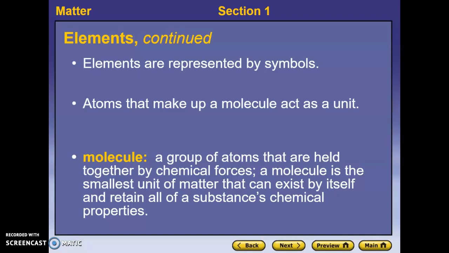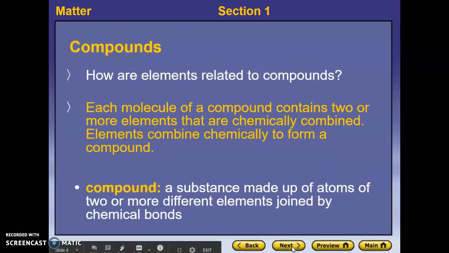When atoms combine, they can make up a molecule. That is a group of atoms, but they are held together by chemical bonds. Those molecules then can exist by themselves and have all of the properties of another substance that we call a compound. So if we have groups of elements that have bonded together, what we have formed is called a compound.